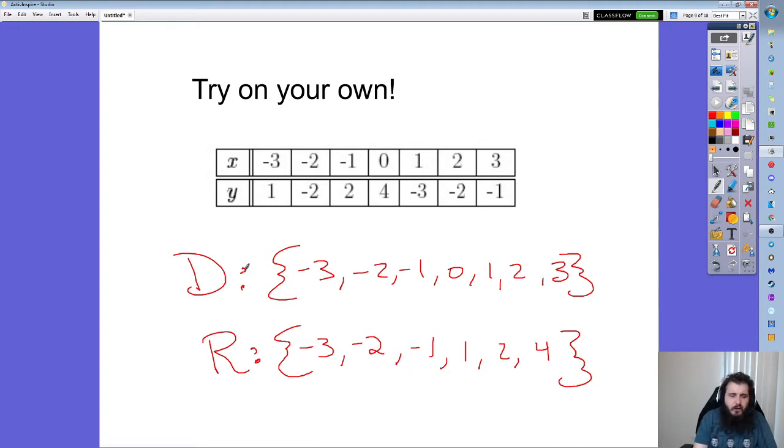All right? And again, if you just wanted to list them out the way that they are, 1, -2, 2, 4, -3, and -1. Again, you don't want to repeat the number -2. No reason to do that. You can have that as well. Try another one.